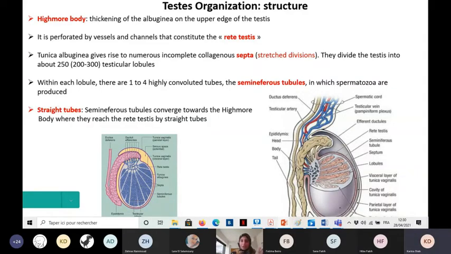There is a Highmore body, but the rete testis are inside of the Highmore body, a network of channels inside of the Highmore body. The Highmore body is only a thickening of the tunica albuginea, and in this thickened region of the tunica albuginea, we have this network of channels and blood vessels forming the rete testis. We call them the rete testis.